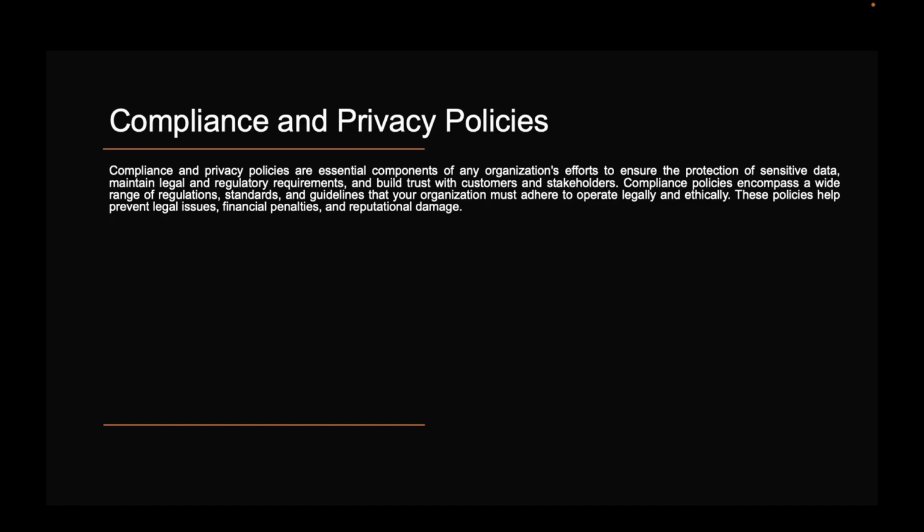Some of the key aspects to handle compliance and privacy policy issues include: identify applicable regulations. Determine the relevant industry-specific regulations such as HIPAA, GDPR, CCPA, and standards ISO 27001 and NIST. Once you identify the applicable regulations, the next step is to develop comprehensive compliance policies that outline the specific requirements, processes, and controls needed to adhere to each regulation or standard.